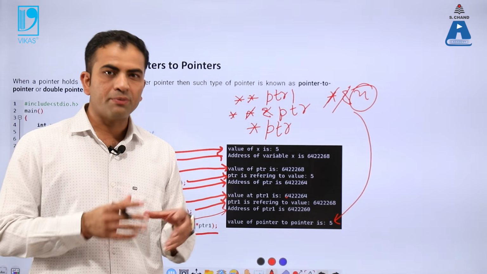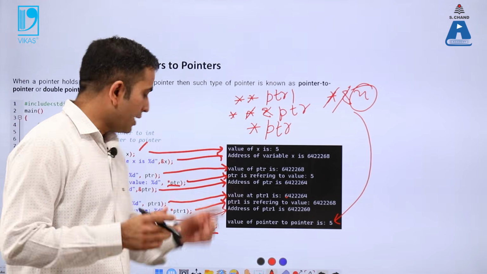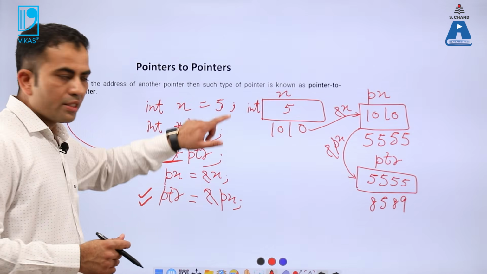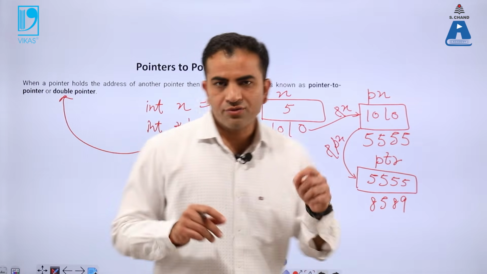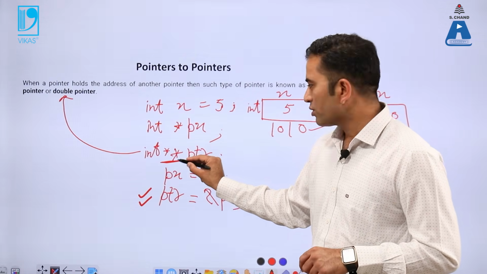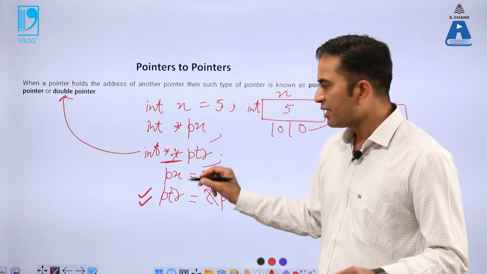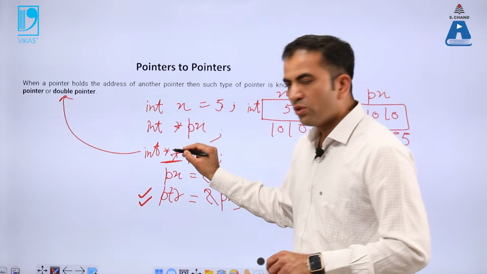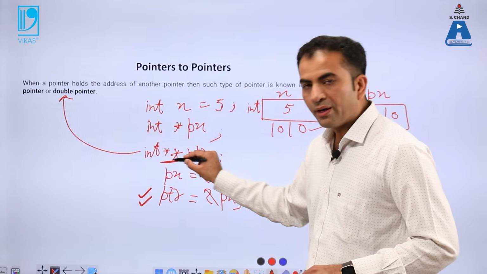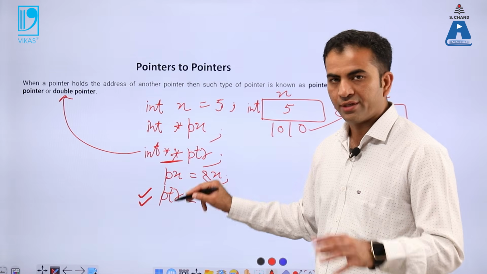I hope this concept is clear to you. Again, in this slide I initially forgot to write the double star here, I put a single star, so kindly correct it. When we do the double pointing, or pointer to a pointer, we need to write the double star here. Don't forget it.